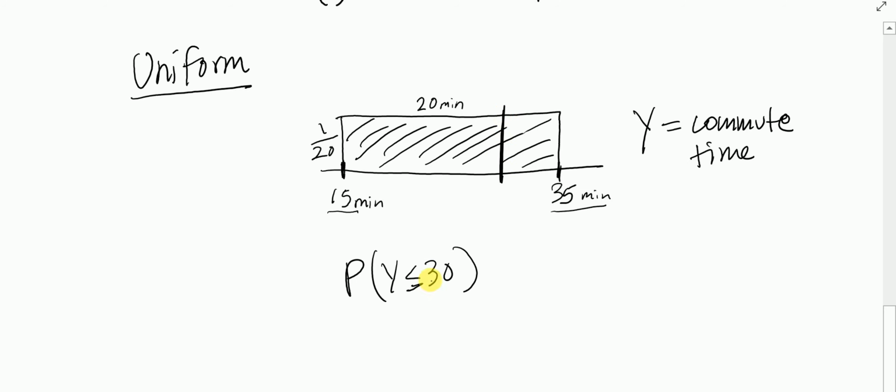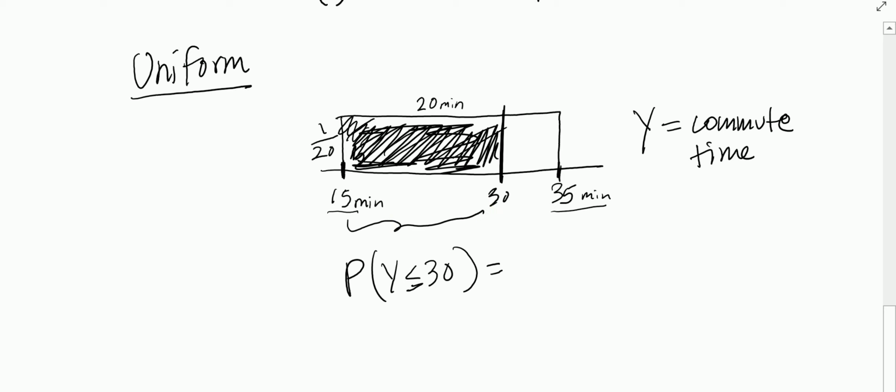So for 15 to 35, I would actually be interested in the commute time being between 15 minutes, since that is the minimum, and 30. So I would be interested in the area in this section of the rectangle. And so to find that probability, I would ask, what is the length of this part of the curve? The length of this part would be from 15 to 30 minutes, so that would be 30 minus 15, which is 15.